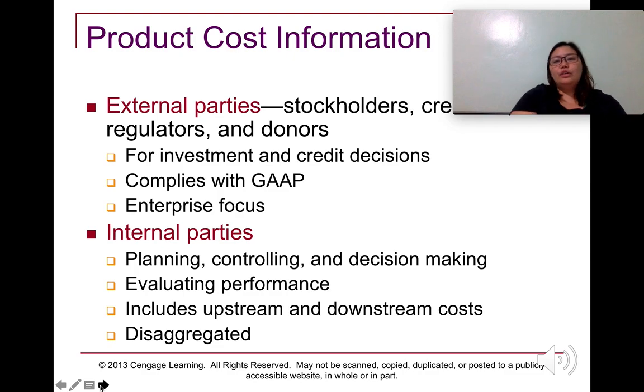Okay? So, ayan. Product cost information is used by both external and internal parties. So, syempre, sabi ko nga, nandun siya sa statement of financial position and statement of comprehensive income. Nandun siya sa inventory account as well as the CGS. So, ito, for investment and credit decision, sometimes, ang nangyayari kasi is that whenever a company needs to borrow money from the bank, they can use their inventory as their collateral. So, pwedeng mangyari yun. Okay? And then, for internal parties naman, product cost information is used for planning, controlling, and decision-making.